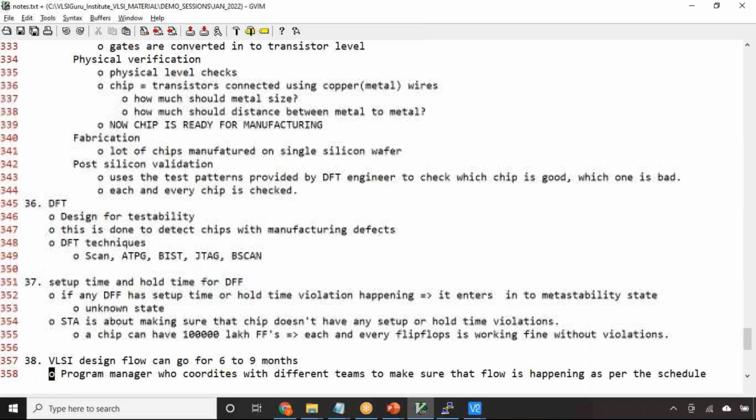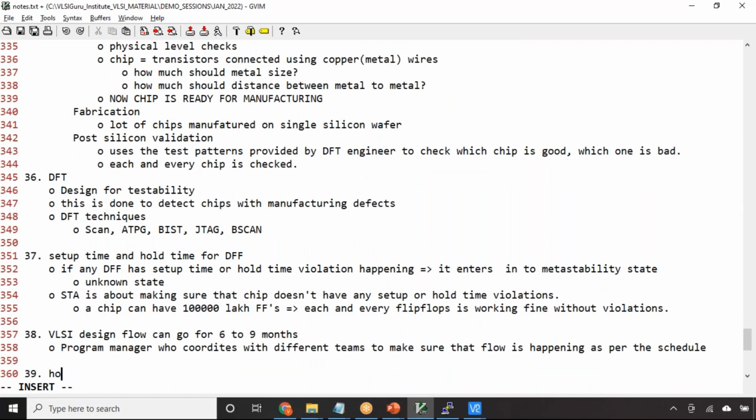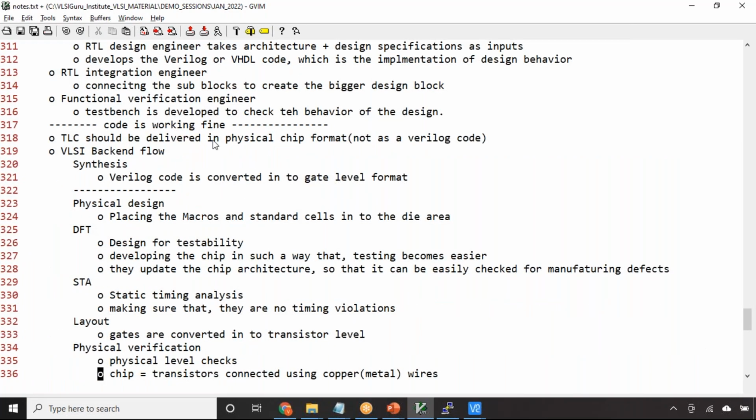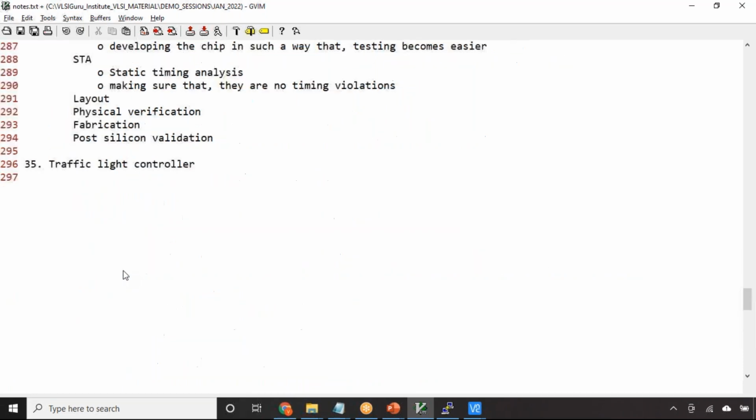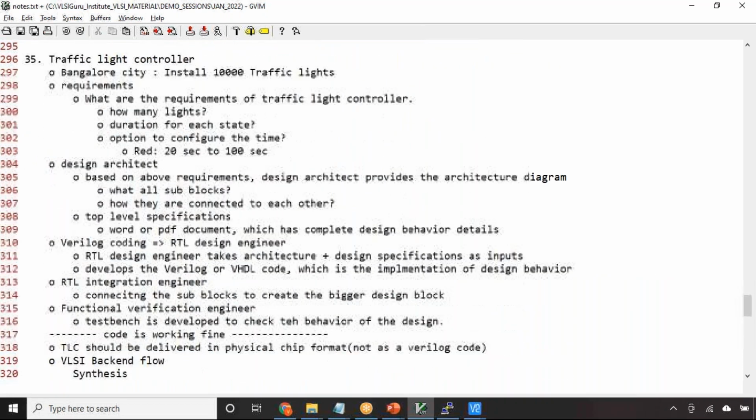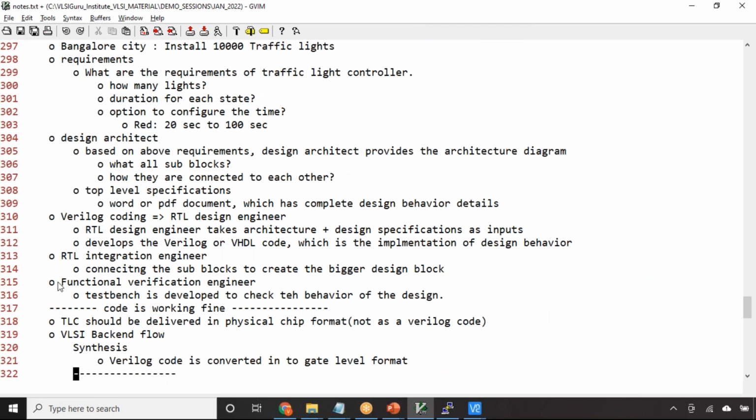Now, generally, how does hiring happen in companies? They don't want you to be good with everything. They don't want you to know synthesis, physical design, DFT, STA. They want you to be good with only one domain. That's all. For example, in my case, since the time I started my career, I have only done this work. I never did anything other than this.